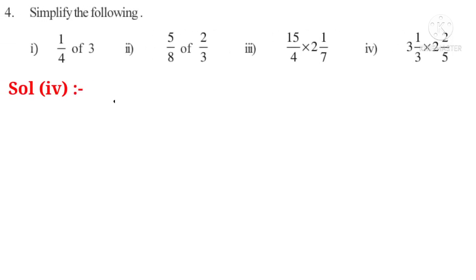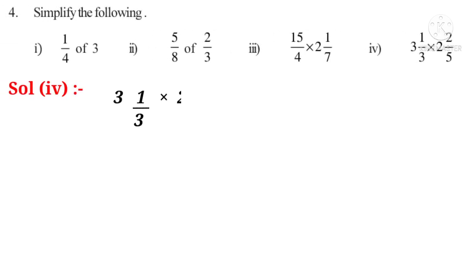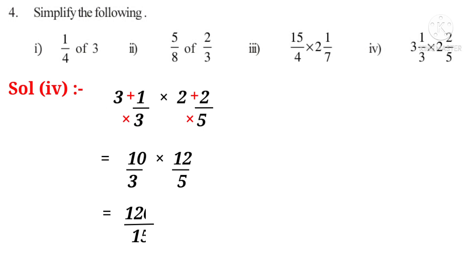Now solution 4: 3 1 by 3 into 2 2 by 5. Let us convert both the mixed fractions into improper fractions. 3 into 3 is 9, 9 plus 1 is 10, so 10 by 3. 5 into 2 is 10, 10 plus 2 is 12, so 12 by 5. On multiplying, numerator 12 into 10 is 120. Denominator 3 into 5 is 15. On simplification by 15, 15 8s are 120, that is equal to 8.